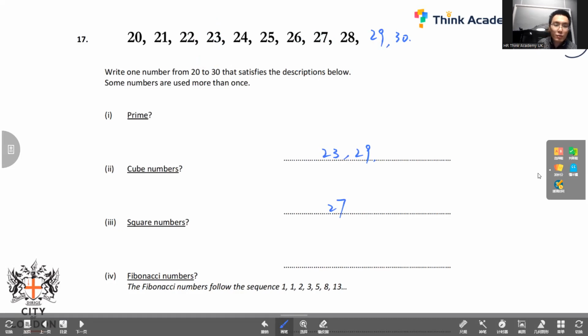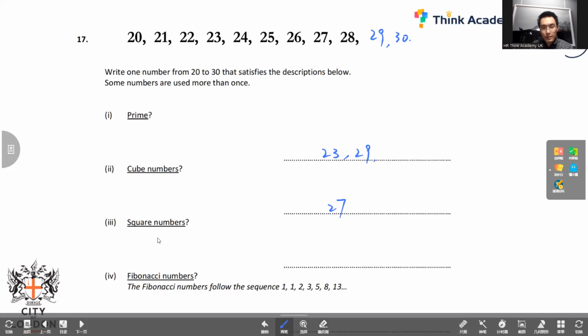Let's see. So cube numbers, 1 cubed is 1. 2 cubed is 8. These are all between 1 and 10. 3 cubed is 27, which is the only cube number between 20 and 30. Because 4 cubed will be 64. Okay, so if you want to analyze, if you don't want to remember it, this is the way you analyze.